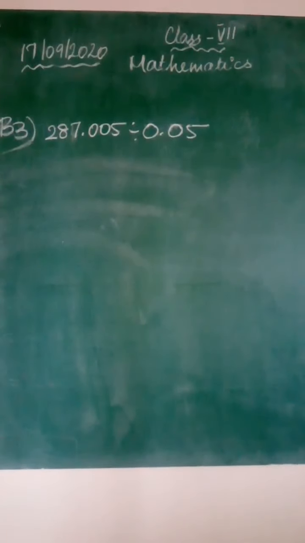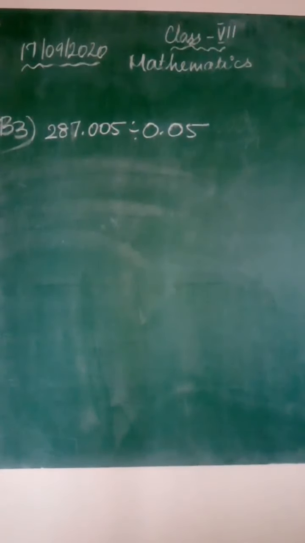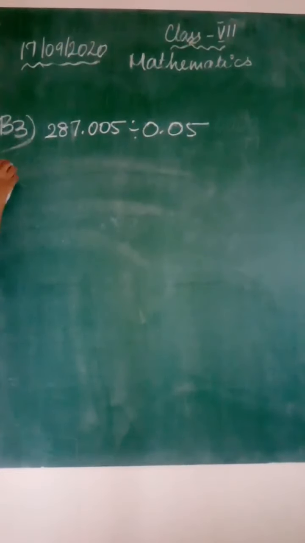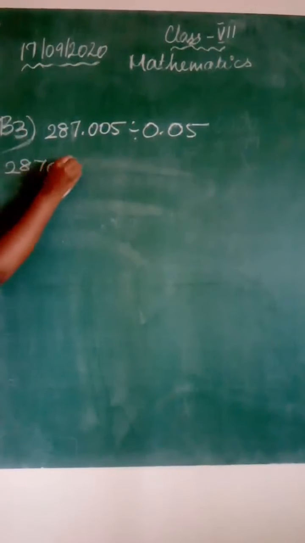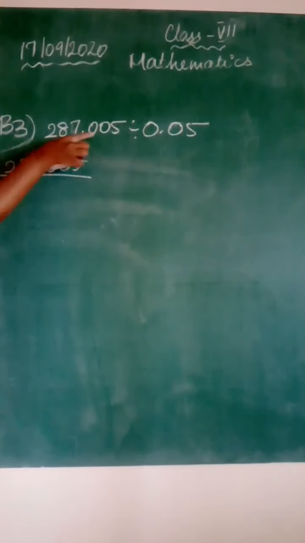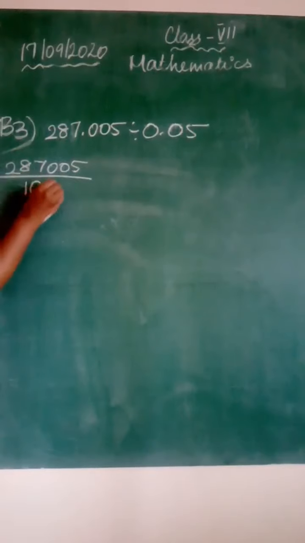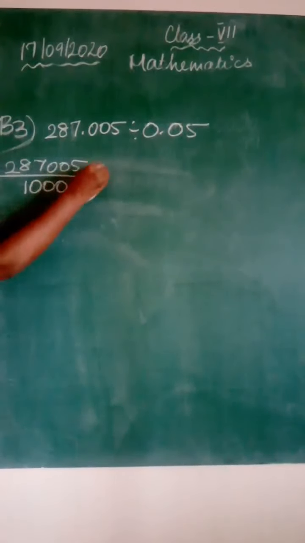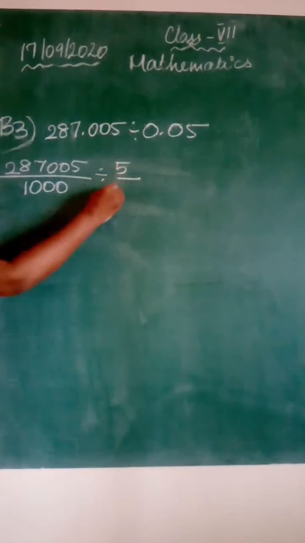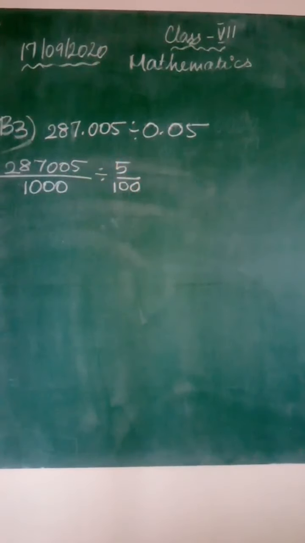Now let us see the answer of B3. So here the sum is 287.005 divided by 0.05. We have to find what the result will be. So you can write this number by removing the decimal, and since you have 3 numbers after the decimal, you divide it by 1000. And the other number you can write as 5 by 100 because you have 2 numbers after the decimal point.